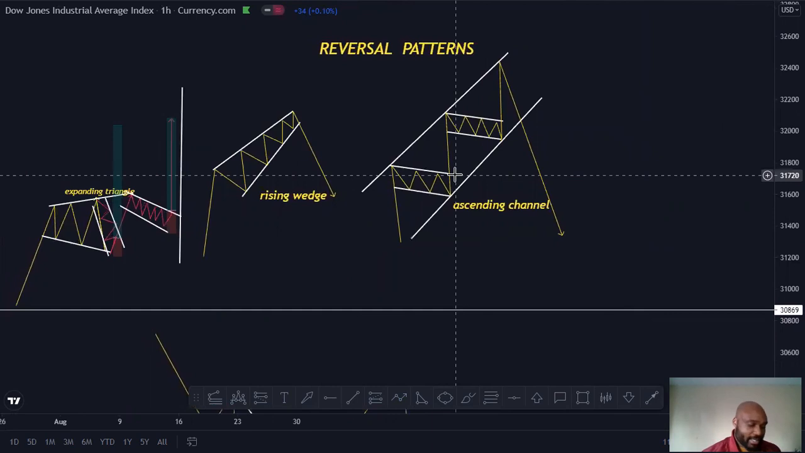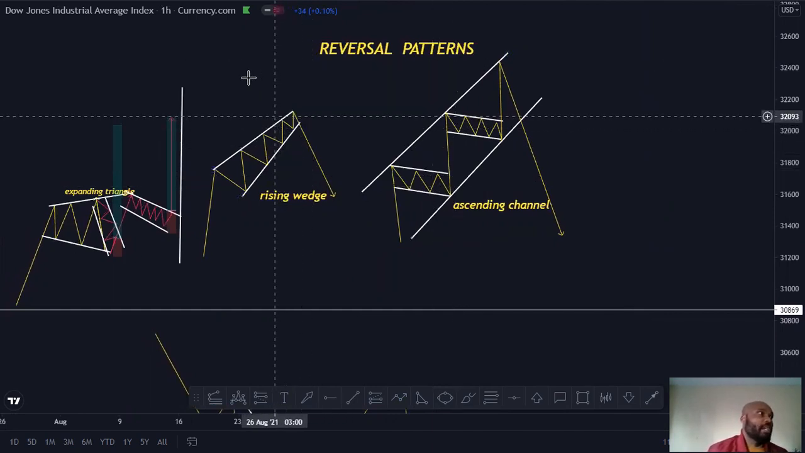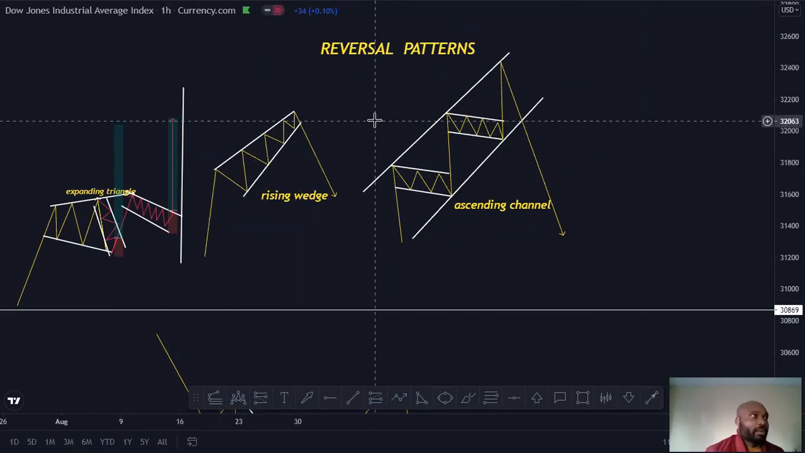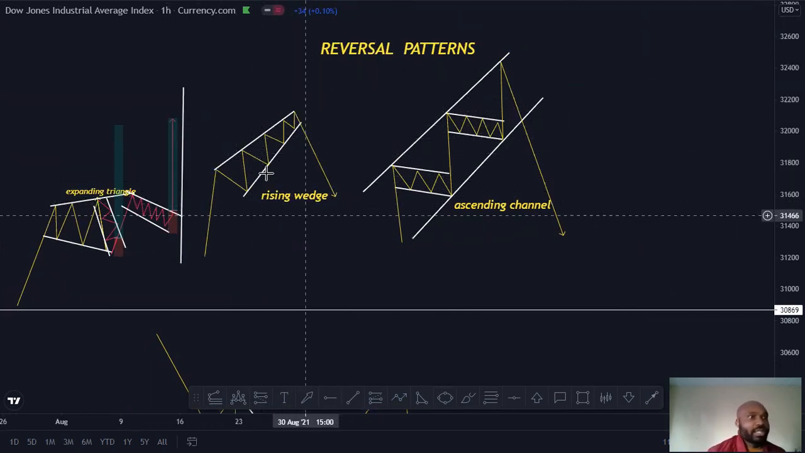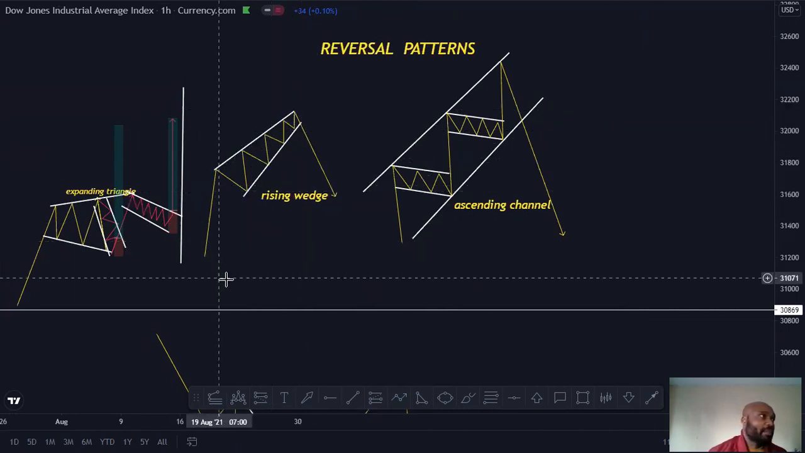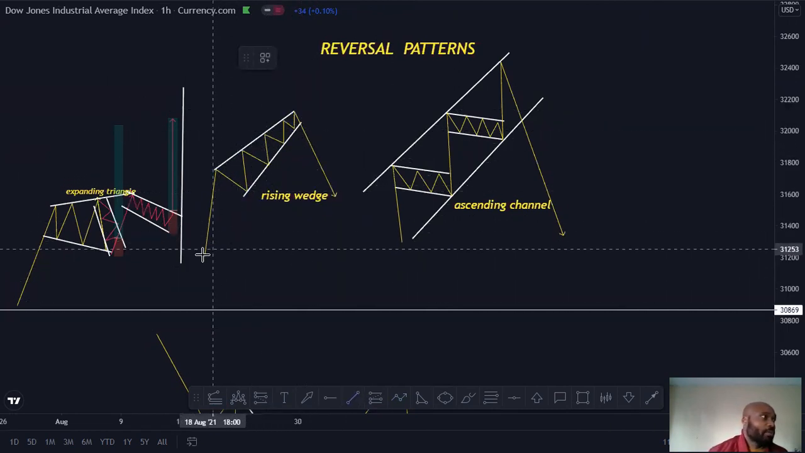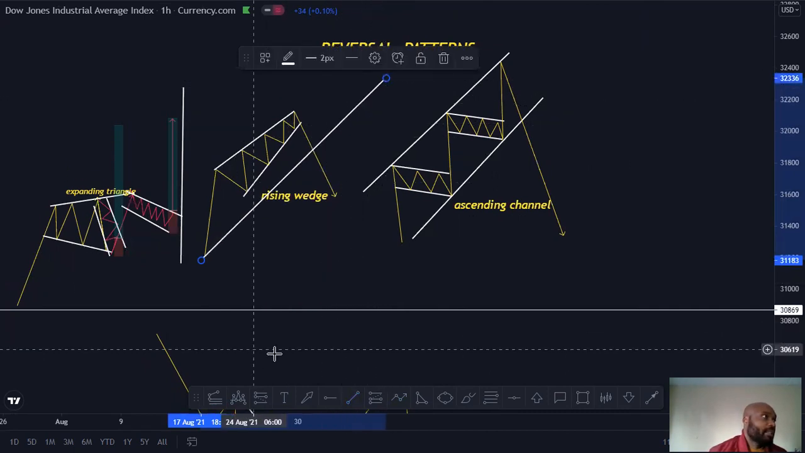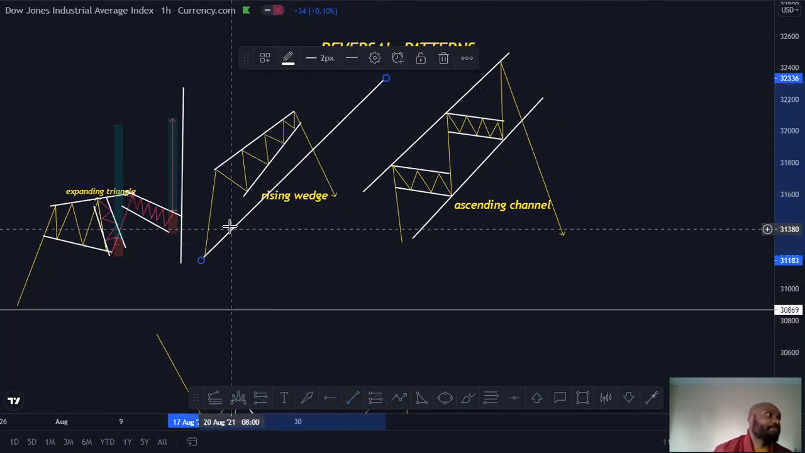On the reversal patterns, our first pattern that we're going to look at is the rising wedge. A rising wedge is a bearish reversal pattern. Why so? Because a rising wedge happens in an uptrend, okay? A rising wedge usually takes place in an uptrend. So you've got an uptrend, you've got the market that is moving up, okay? That's your uptrend, right?